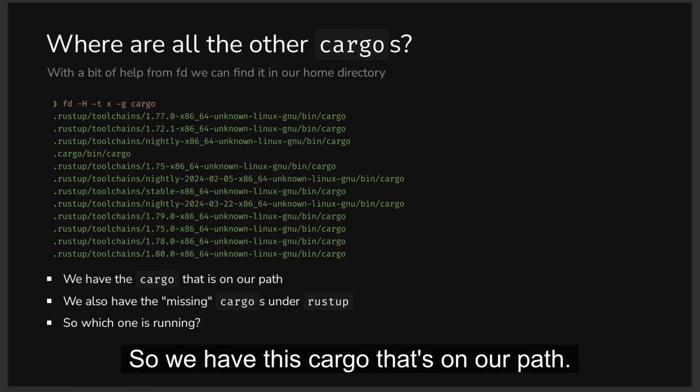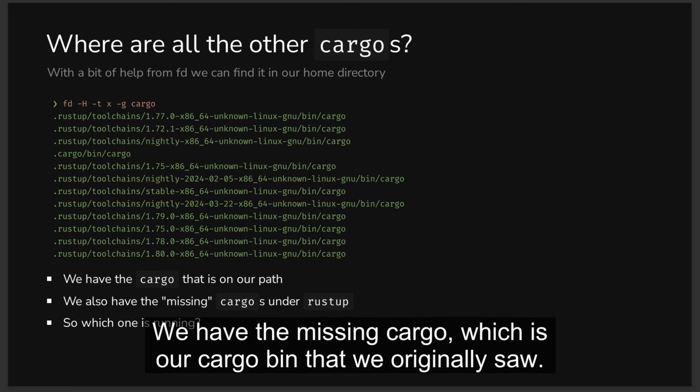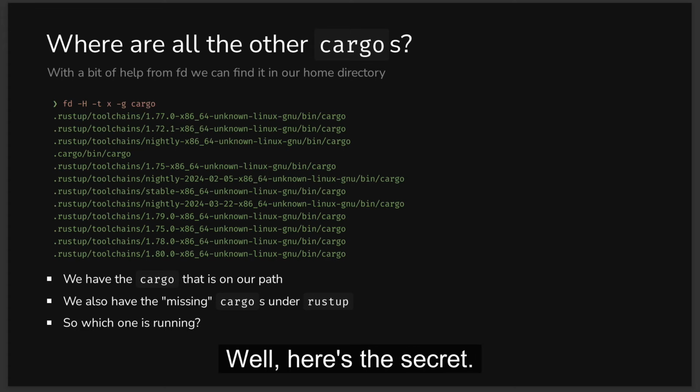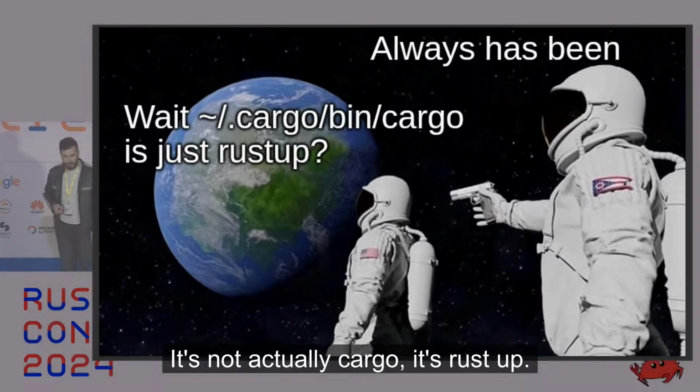So you can see on my machine, I had 1.77, nightly, stable is on here. So we have this cargo that's on our path. We have the missing cargo, which is our cargo bin that we originally saw. So which one is actually running? Well, here's the secret. It's not actually cargo. It's rustup.